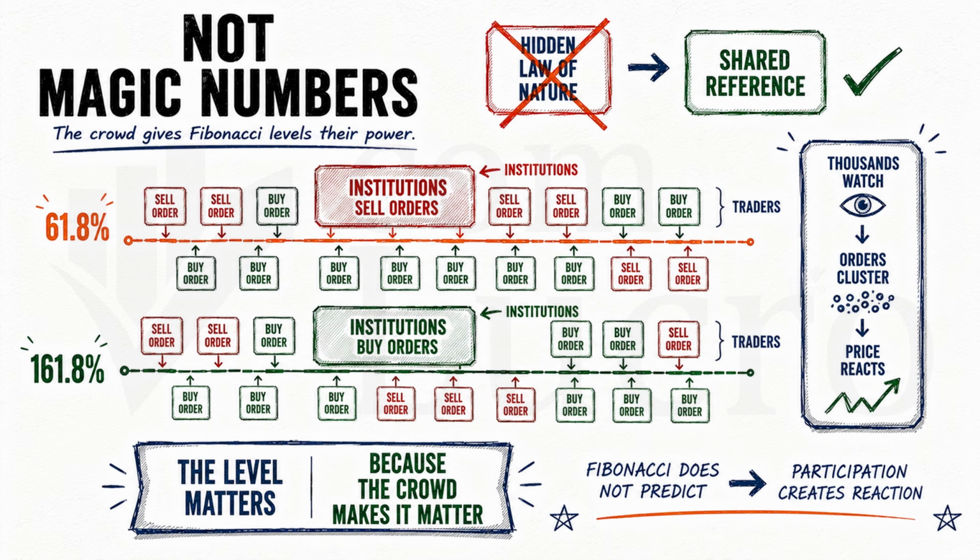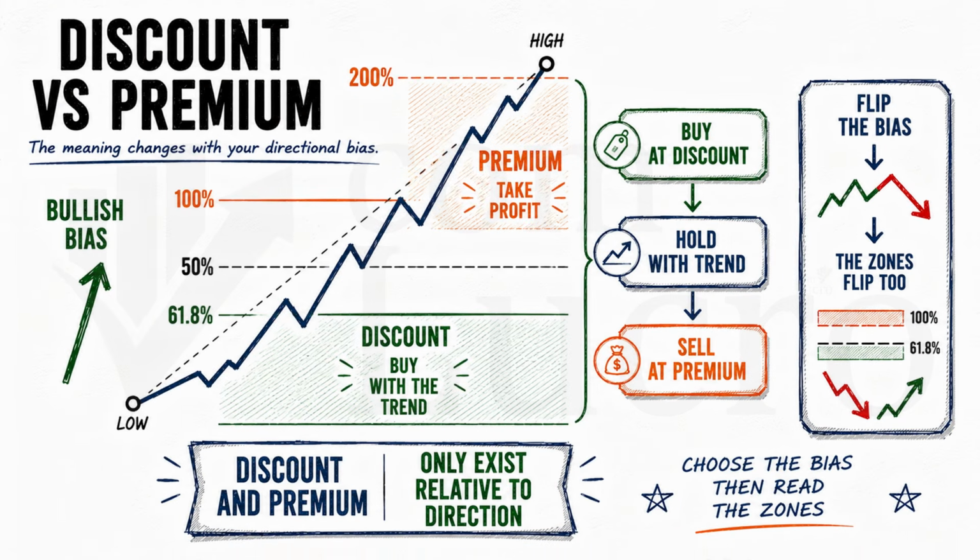It becomes a shared reference point, a place where buyers and sellers meet again and again. And there's a deeper logic to where they cluster, but it only means something once you've chosen a direction. Say you're bullish, trading with the trend. Through a smart money lens, a deep pullback into the 61.8% retracement reads as a discount, a good place to buy in the direction you already favor, while a stretched extension, like the 100% or 200%, becomes premium, where price has run far and built real profit, the natural spot to sell what you bought and take money off the table. Discount and premium only make sense relative to your bias. Flip the trend, and they flip with it.